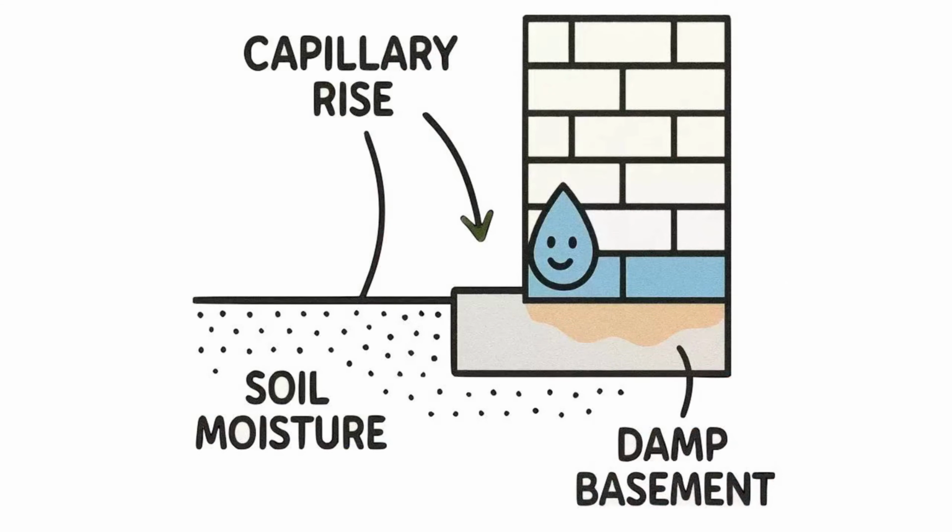Water can creep upward through tiny spaces in bricks or concrete, which is why basements sometimes feel damp. Engineers must understand what is a capillary action to prevent moisture damage.